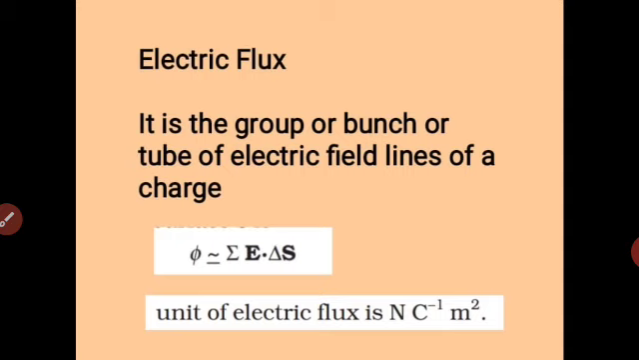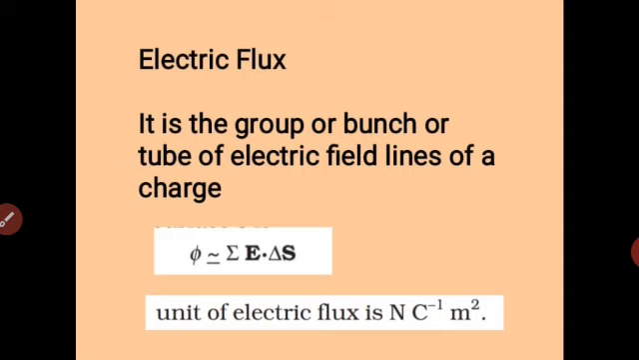So we have a charge, and we know electric field lines are the imaginary path on which the unit positive charge moves. In the previous video, we have seen the electric field lines for an isolated positive charge are all radiating outward, whereas for an isolated negative charge, the electric field lines are radiating inwards. When we consider a bunch of such electric field lines, this is what we call electric flux.